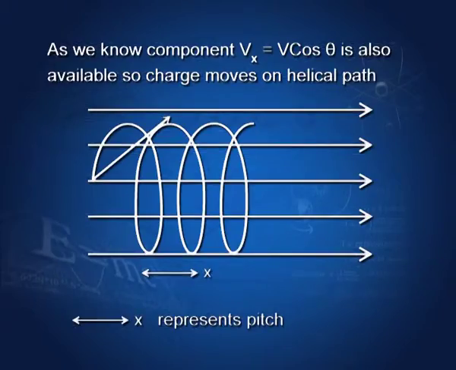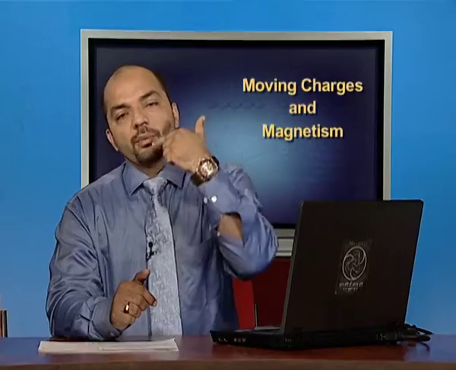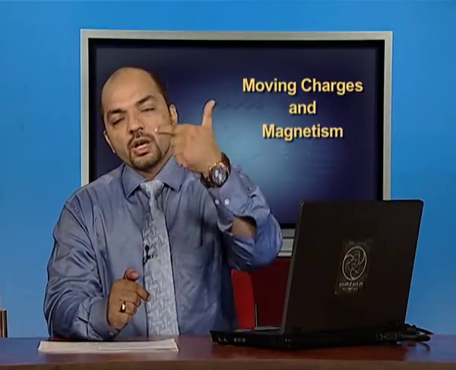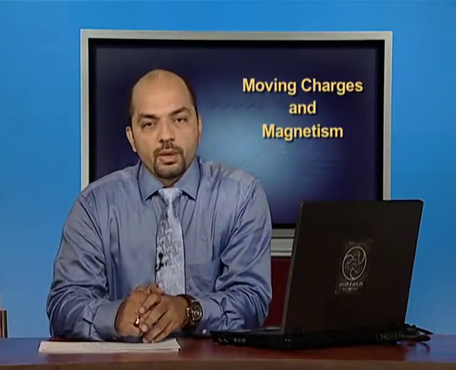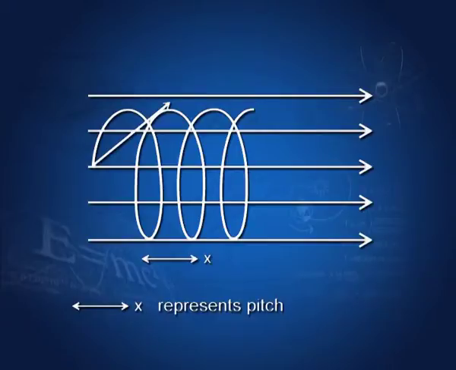As we know, the component Vx equal to v cos theta is also available. So, the charge moves in the forward direction under the velocity Vx, and because of the force F, the charge is moving on a circular path. Under the combined action, the charge goes on a helical path. It is clearly represented in the diagram.